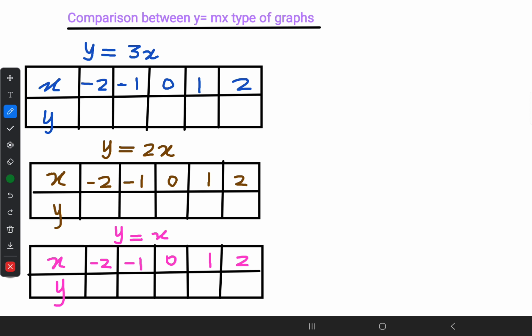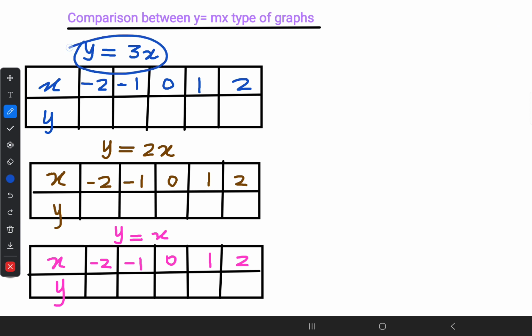Okay. Here our topic is the comparison between y equals mx type graphs. There is some data, and we have to complete the data to plot three graphs, three functions in the same graph, to analyze the characteristics.